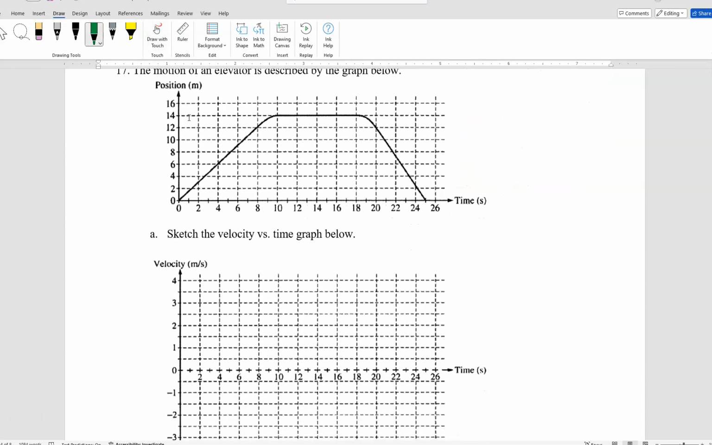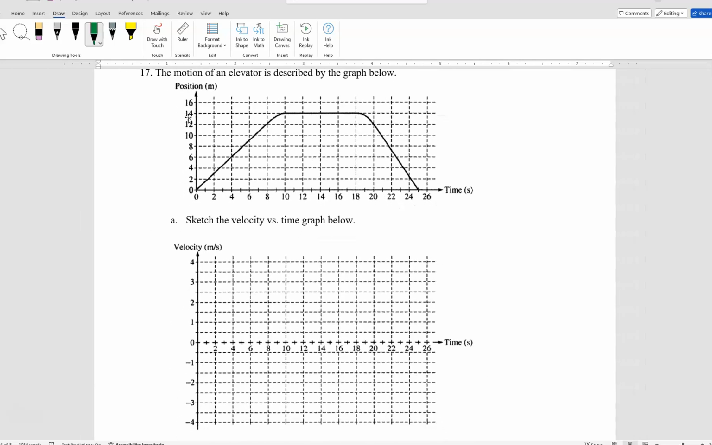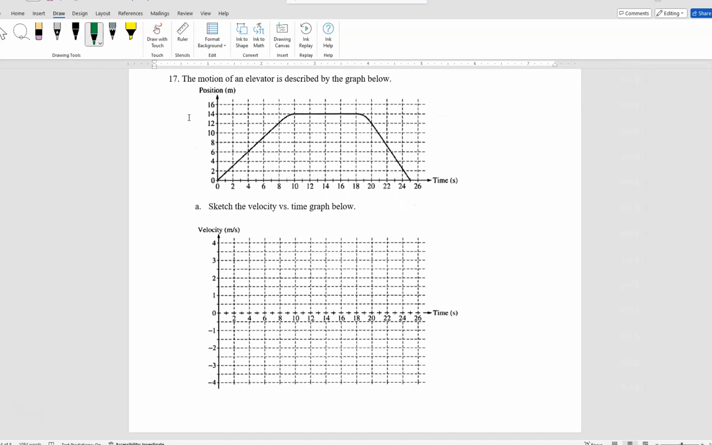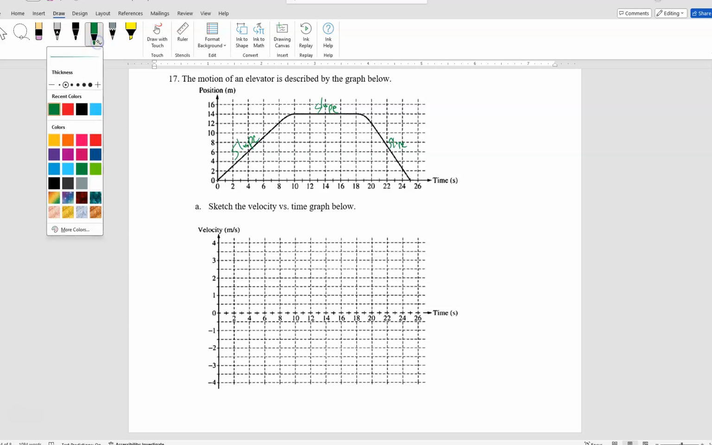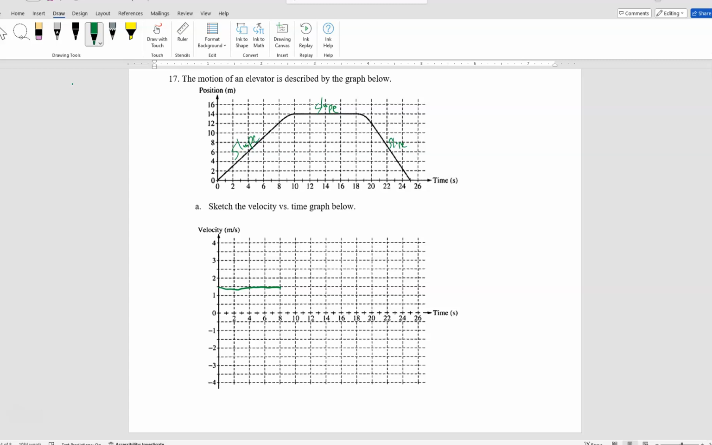Number 17, I've got to create a velocity versus time graph off a position versus time graph. So I've got to find the slope. That's what I've got to do. So I've got to get the slope, and the slope, and the slope. When you find those slopes, just because I'm trying to save time here, those slopes are 1.5. So I'd go to here, 1.5 for the first, and it stops here actually at 8 seconds right there.